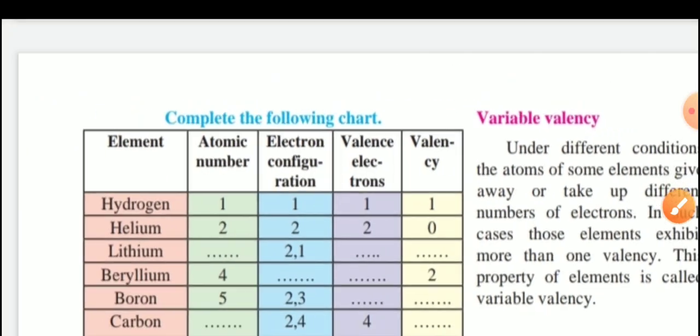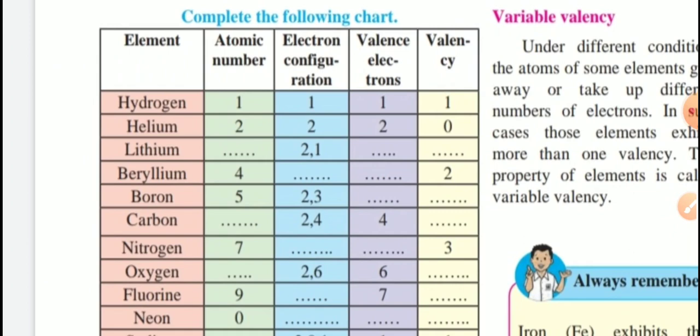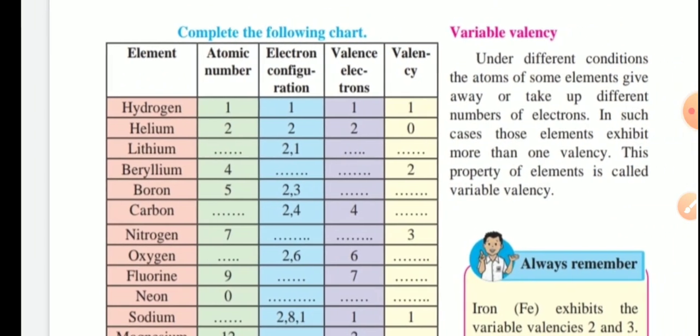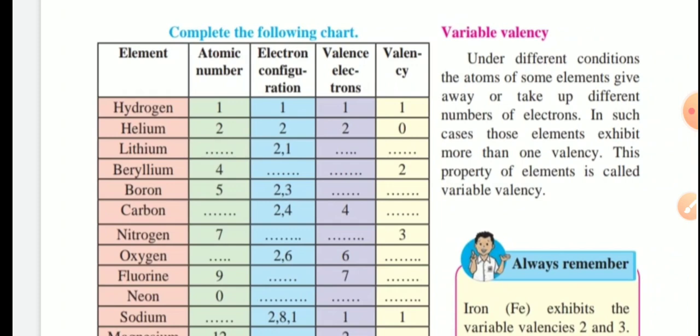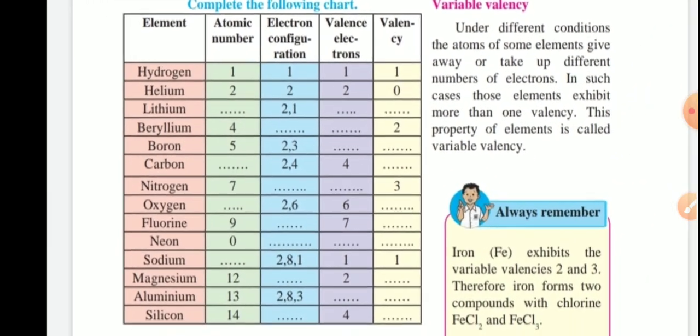Next, what is the remaining one? Now complete the following chart. You already learned in the previous standard about the electronic configuration of elements 1 to 20. So all the students, try to complete this table with the help of your basic knowledge.